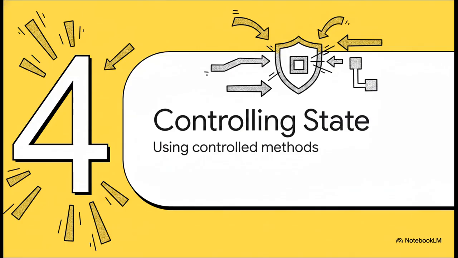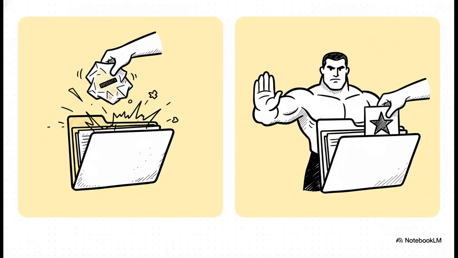Section 4, controlling state with methods. Let's see the actual power of what we've just built. Now, what's really interesting about this slide is how we use getters, setters, and validation rules to act as, basically, bouncers for our data.